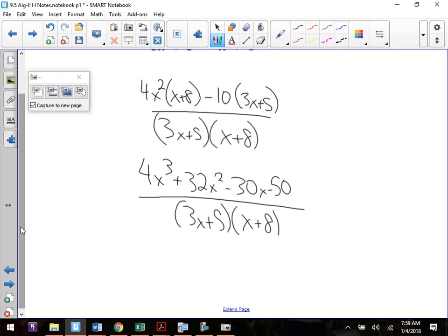Where's your vertical asymptote? You can do vertical asymptotes! Where's your vertical asymptote?